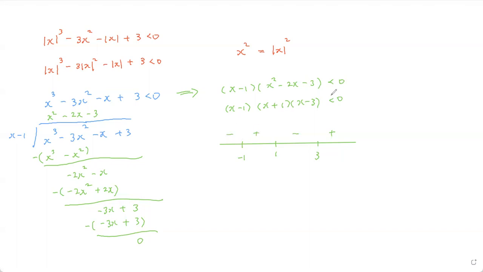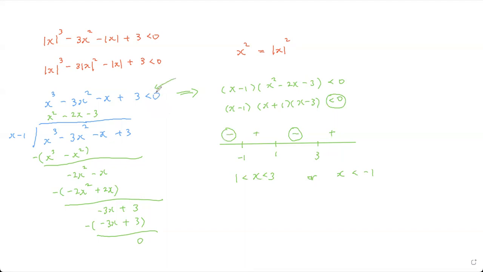Take note that this inequality asks for less than 0. So if it's less than 0, we should be looking at the minus. That's where our answer will lie. So I know that x has to be less than 3 and greater than 1, or x is less than negative 1. That's actually the solution to this particular inequality, this blue color inequality.